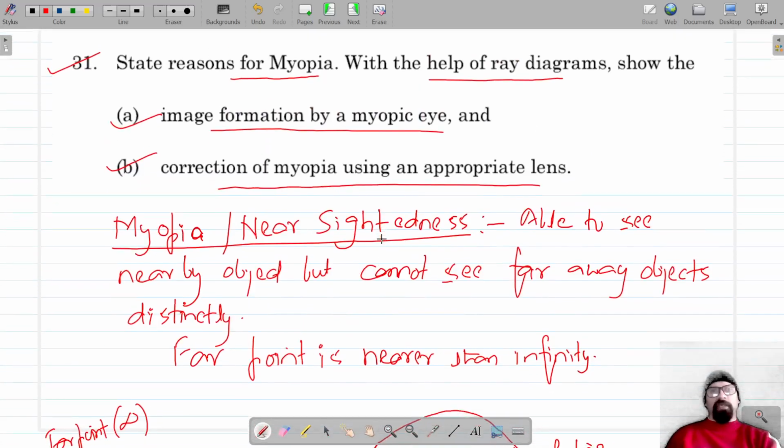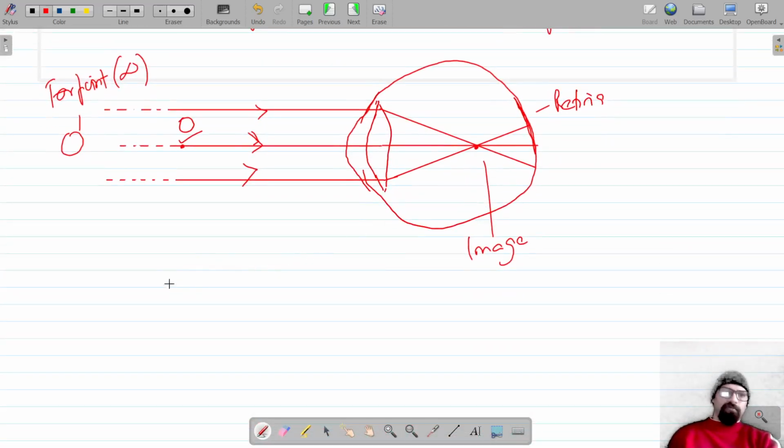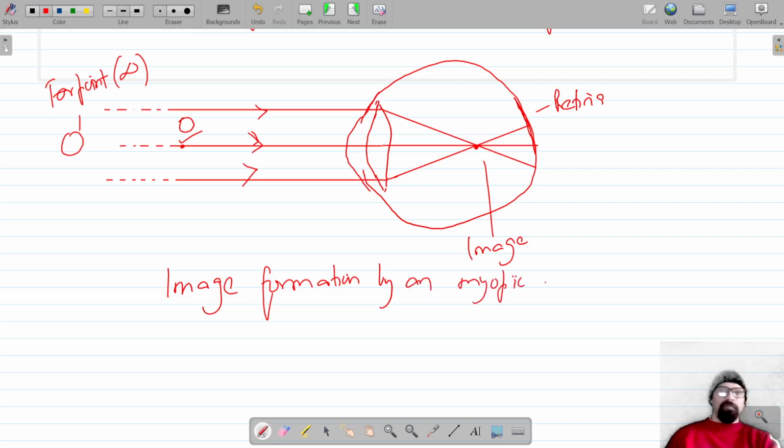So this is an image formation by a myopic eye. So I can write it here: this is the image formation by a myopic eye. Now this far point, which usually was at infinity, has come nearer. So it has moved here.